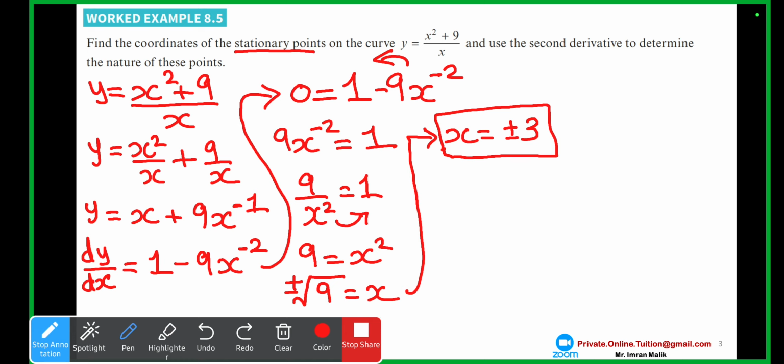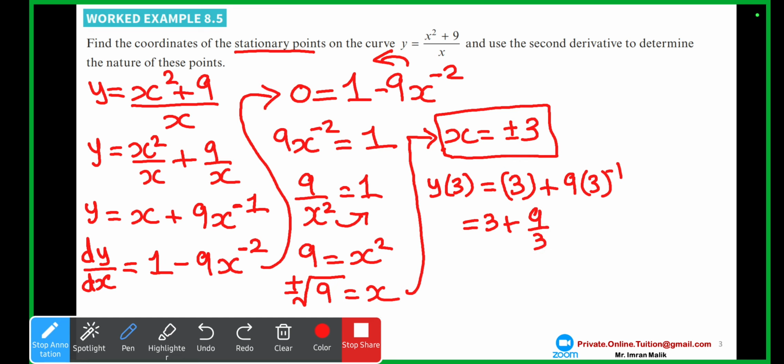Now once we have found these stationary points, we need to actually find the value of y. So let's find the value of y. Simply what I'm going to do is take the value of x to be 3, and I will substitute that value into this equation in order to get the value of y. So let's do that. We have y at 3 is simply equal to 3 plus 9 times 3 to the power negative 1, which turns out to be simply 3 plus 9 over 3, which is going to be 3 plus 3, and that turns out to be equal to 6. So that's the first coordinate of y.